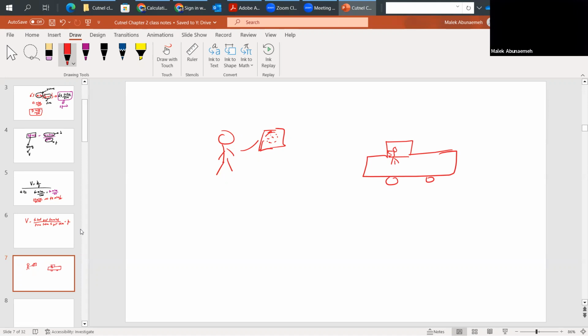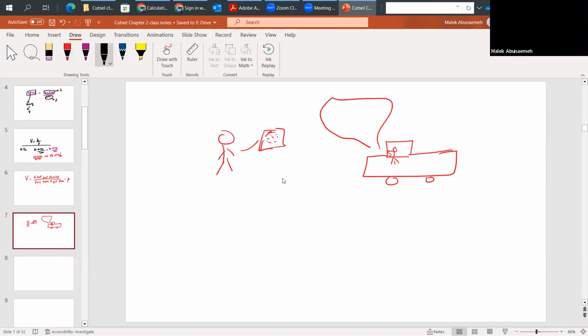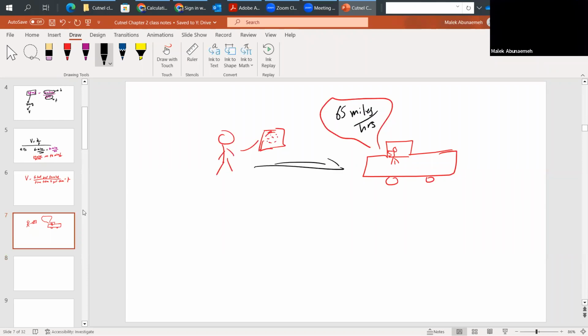You answer the phone call and say, well, I am going at a speed of 65 miles per hour. That is your instantaneous speed. That means you're not going 65 miles per hour the whole time. You're at that point when I call, you are going 65 miles per hour.